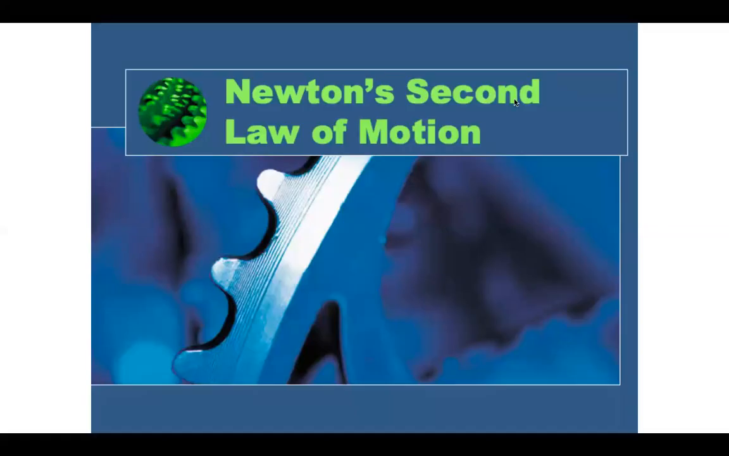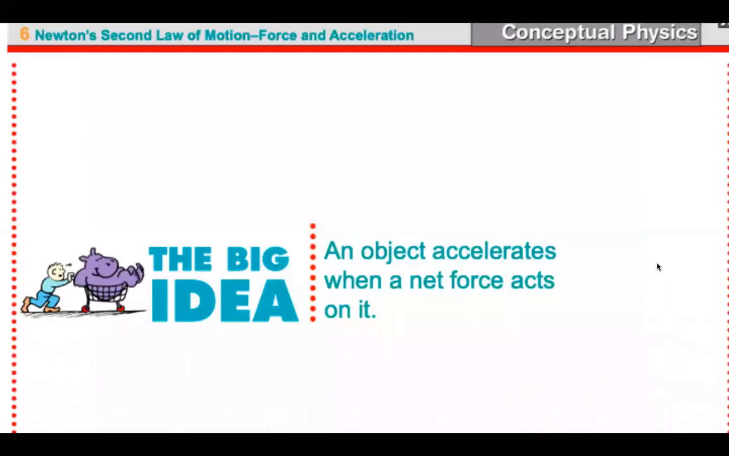Today we're going to talk about Newton's second law. When we're talking about Newton's second law, the biggest idea is that acceleration is caused by an unbalanced force. So it's not just that forces make things move. It's the idea that in order to change your velocity, you need an unbalanced force acting on an object. This is the idea of Newton's second law.